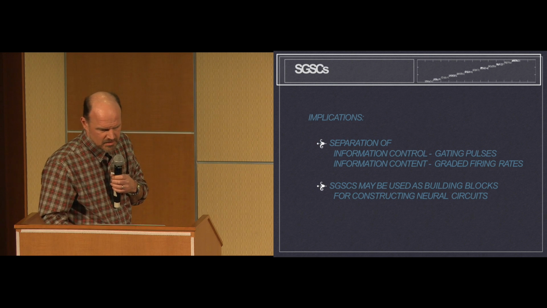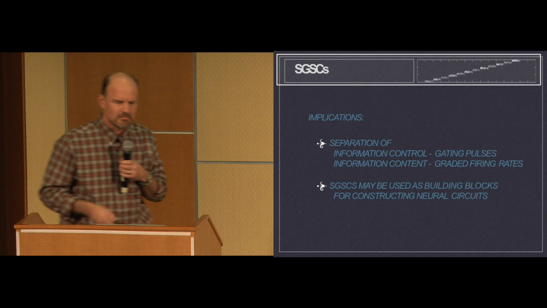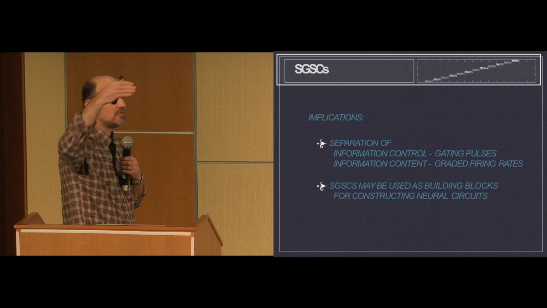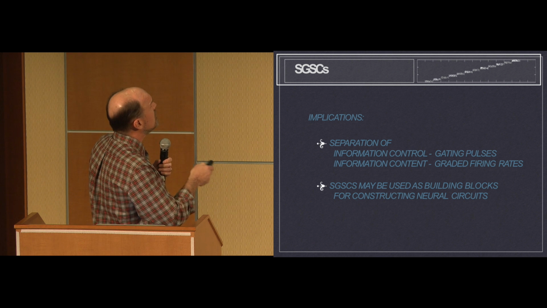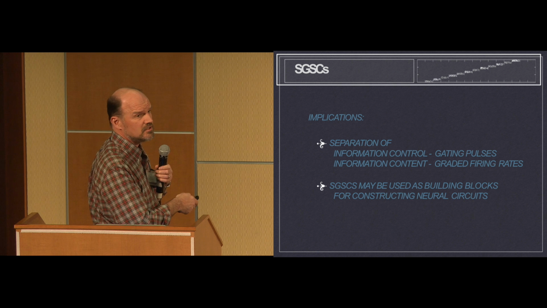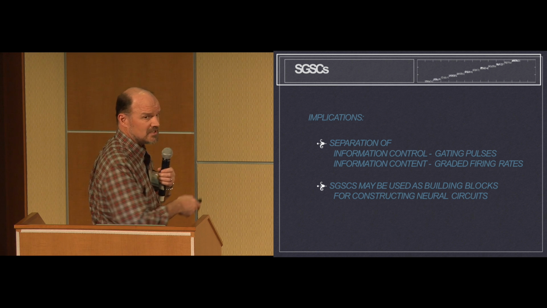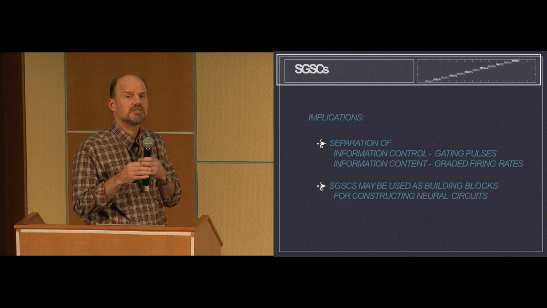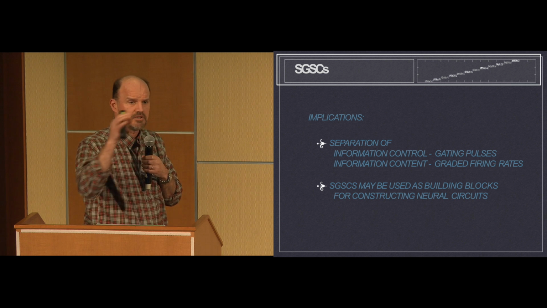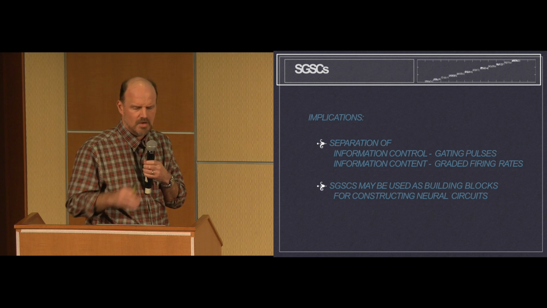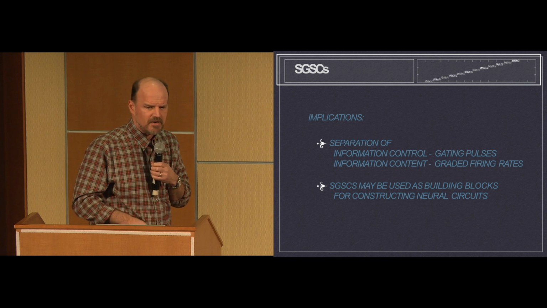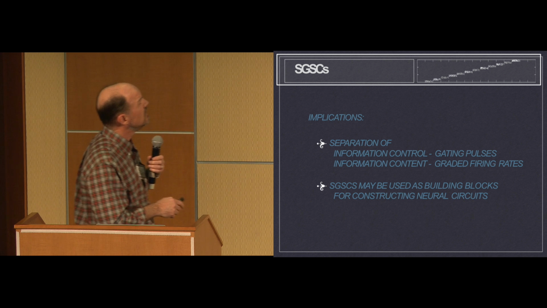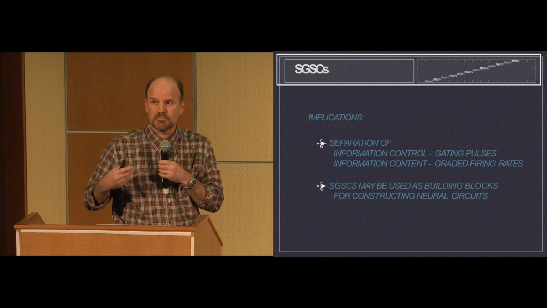Okay, so the main implication of having this kind of a mechanism is that because you have these two chains, the gating chain and the graded chain, what you've done is you separated out the control of the propagation of information from the information content. And that's crucial because this control can be very precise, and you can get information in your circuit exactly where you want it, when you want it. And so with this Synfire-gated Synfire chain, we can use it as a building block and start constructing neural circuits that implement algorithms.